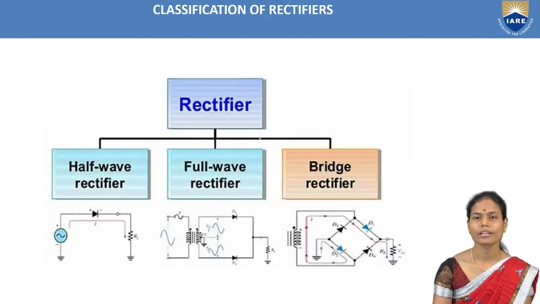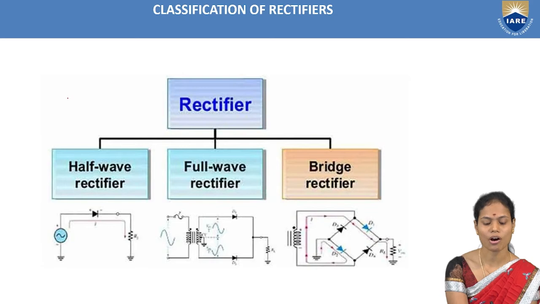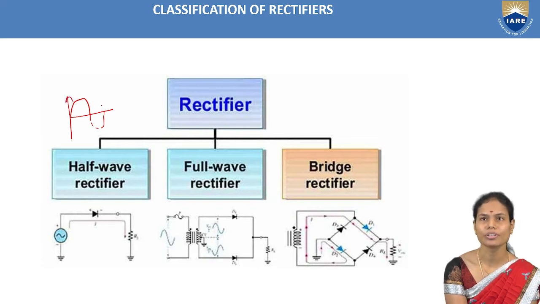These rectifiers are of three types: half-wave rectifier, full-wave rectifier and bridge rectifier. How can we differentiate which type a particular rectifier belongs to? That depends upon the conduction period of the rectifier. In the case of the half-wave rectifier, it utilizes the positive half cycle of the applied input voltage for converting AC into DC form. That's why it is called a half-wave rectifier.